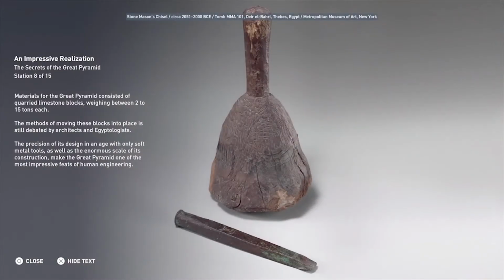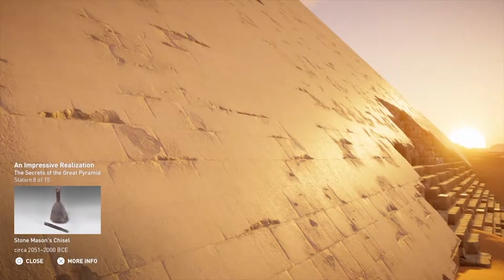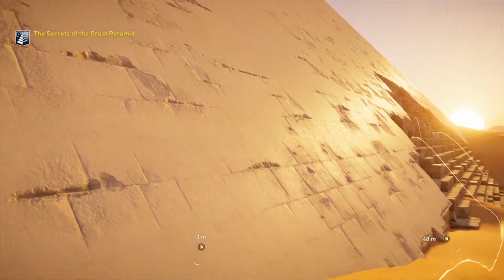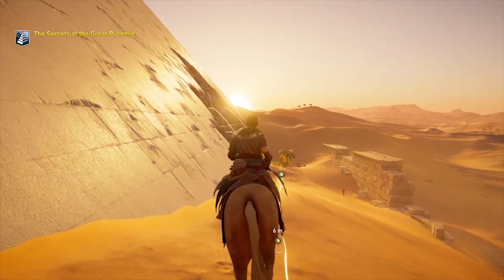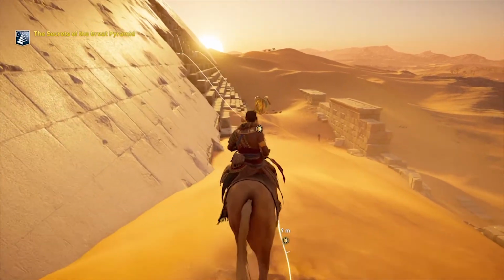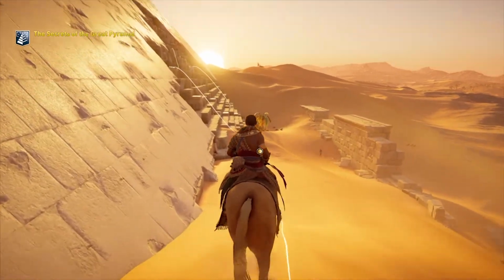Materials for the Great Pyramid consisted of quarried limestone blocks, weighing between 2 to 15 tons each. The methods of moving these blocks into place is still debated by architects and Egyptologists. The precision of its design in an age with only soft metal tools, as well as the enormous scale of its construction, make the Great Pyramid one of the most impressive feats of human engineering.